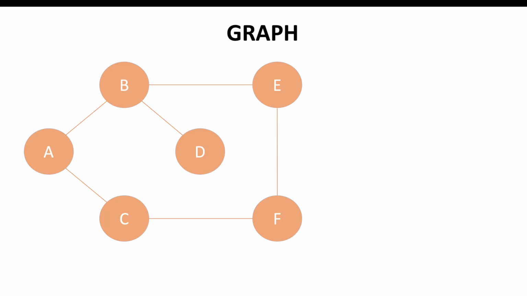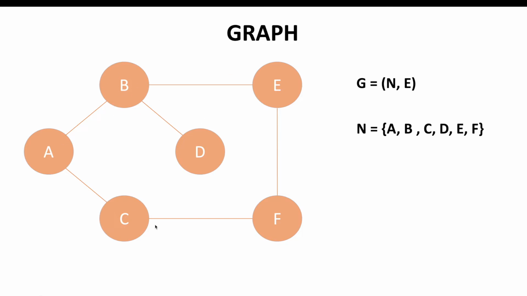In this video, we will talk about graph data structure. Graph data structure is a set of vertices and edges. We can call them nodes and edges as well. So this is a graph and these are the nodes, and the edges are what connect these nodes. So graph is nothing but a set of nodes and edges.